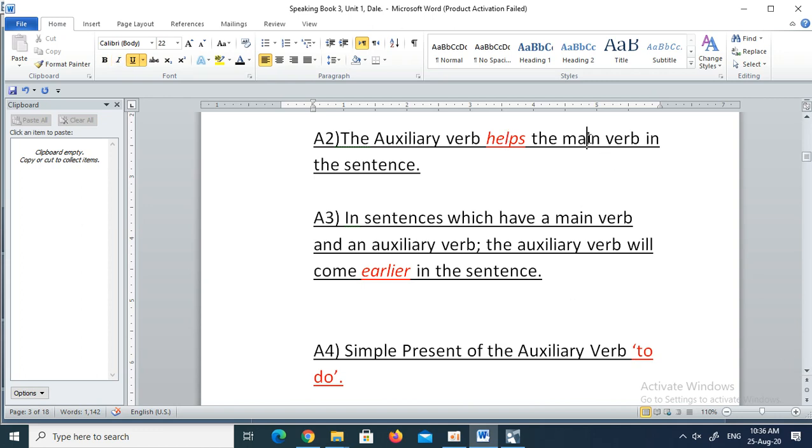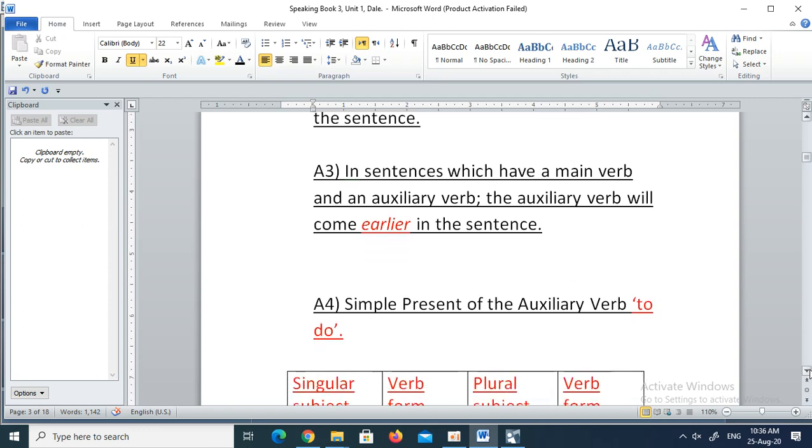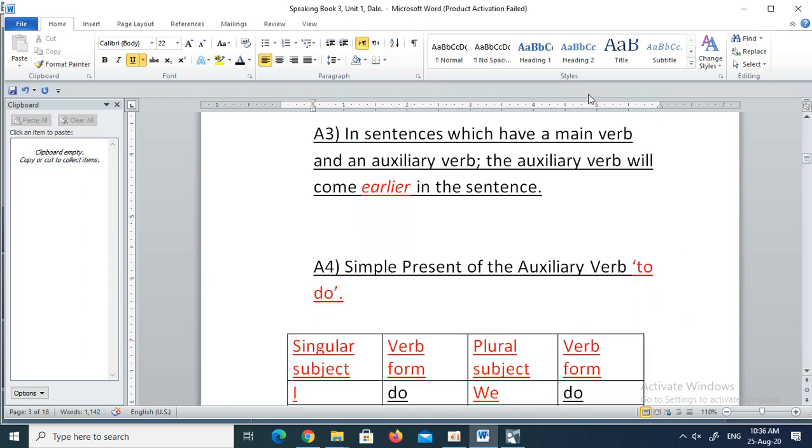All right. Now, in sentences which have a main verb and an auxiliary verb, the auxiliary verb will come earlier in the sentence. So it will come before the main verb. We will go through that again, but the auxiliary verb comes first and the main verb comes second.